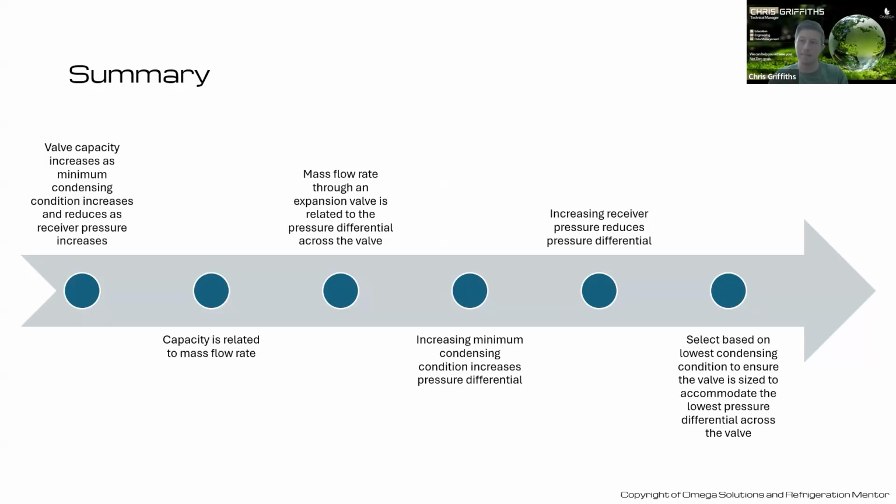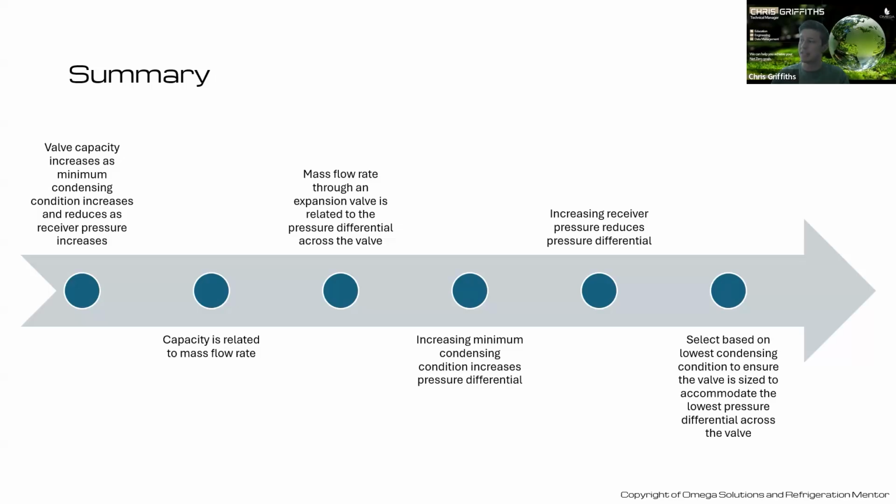But as we're in condensing, we have a lot more liquid going through anyway. That capacity is related to the mass flow rate of the system, same as all valves are. And that mass flow rate is basically related to the pressure differential across the valve. The more we have, the more it's going to pass through, as we saw in our summer condition versus our winter condition. If we increase that minimum condensing condition, we increase the pressure differential. Increasing receiver pressure reduces that pressure differential again, so we float that receiver condition up.